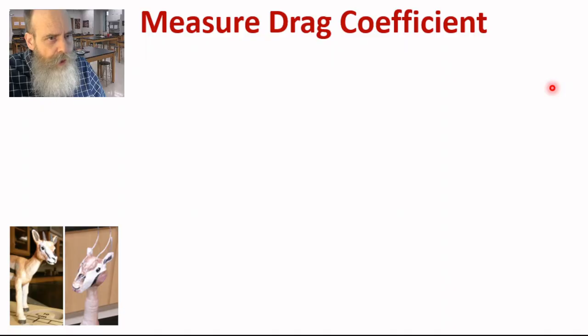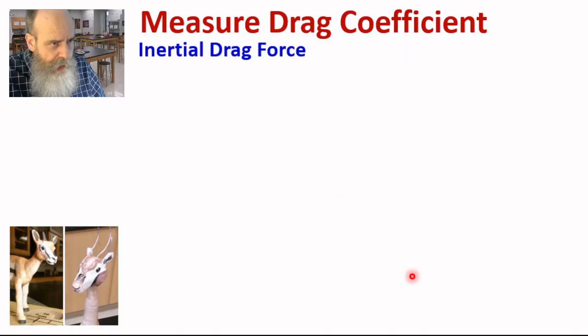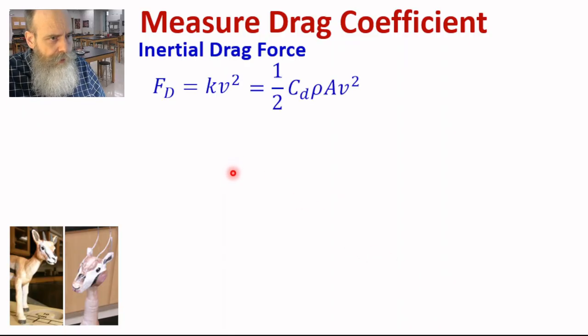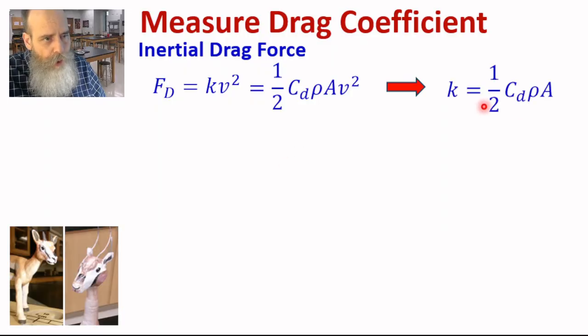Let's see how we can measure the drag coefficient for our falling coffee filters. The falling coffee filters had inertial drag. In that case, the drag force was kv squared. And we can write the inertial drag force as 1/2 CD rho A v squared, where CD is the drag coefficient, rho is the density of air, and A is the cross-sectional area of the coffee filter. From this, we can write k. k is 1/2 CD rho A.